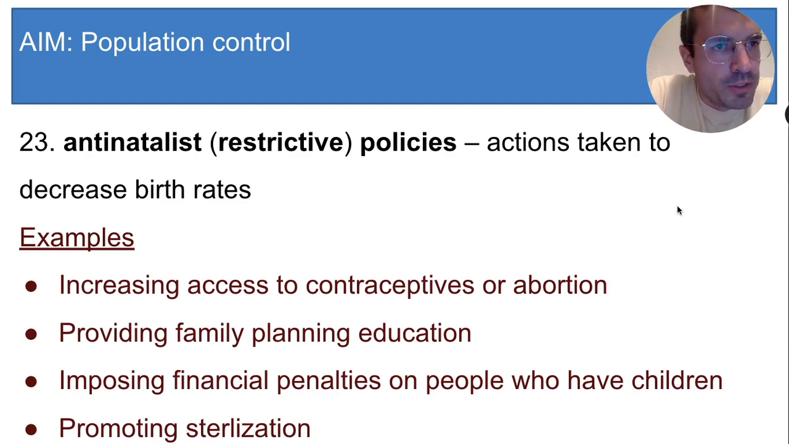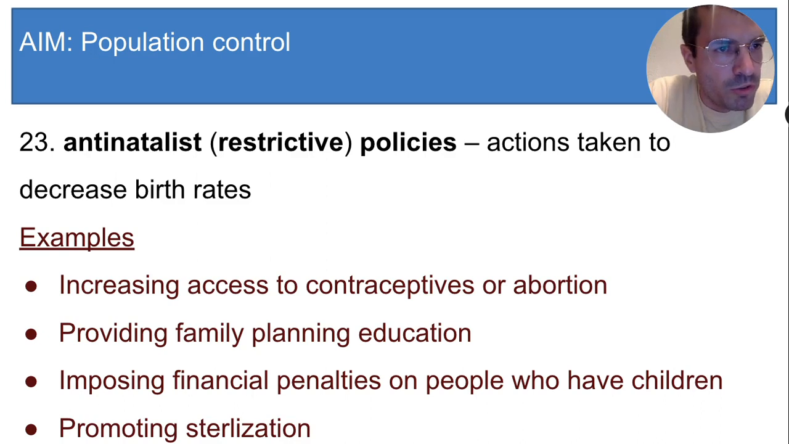The most common example of antinatalism is providing increased access to birth control or abortions by making them affordable or free. Another common example is providing education to young people about family planning, like demonstrating how to use birth control or teaching people about the financial strains that having children can cause.